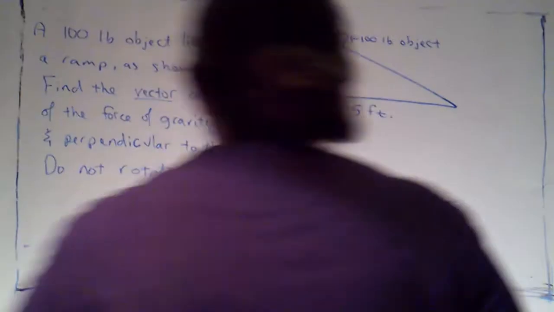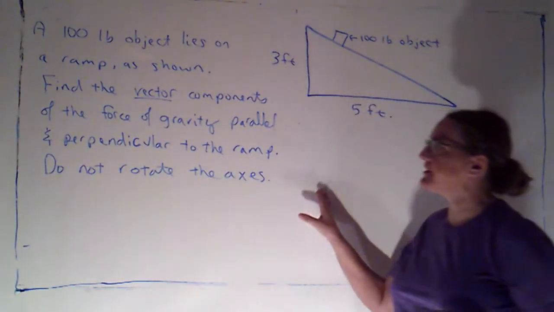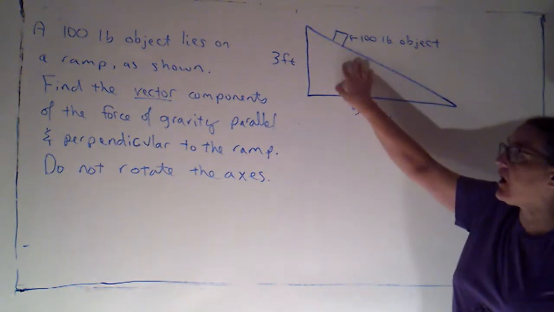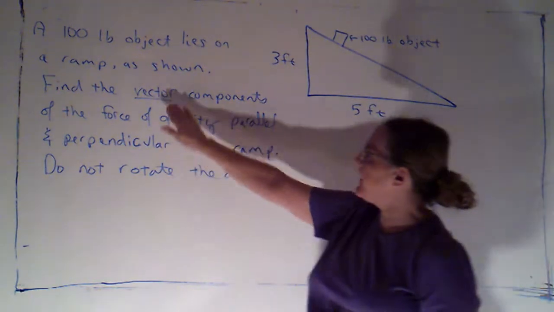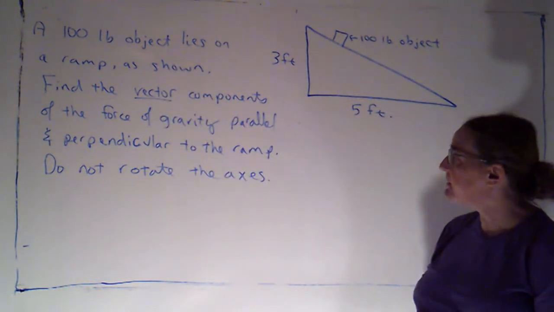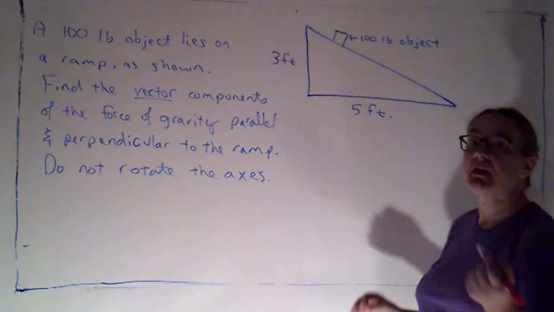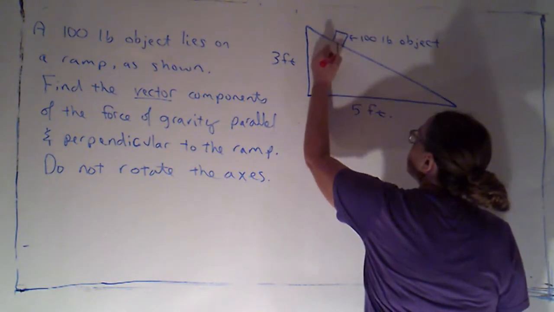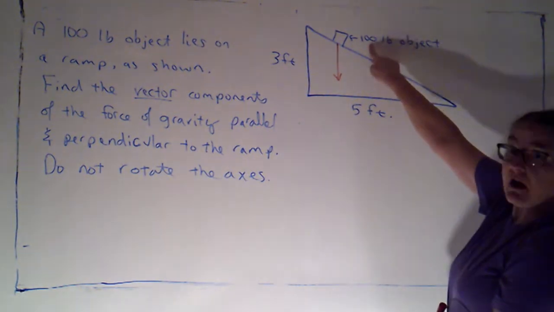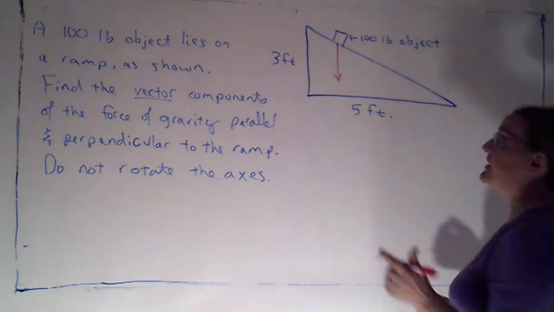Here's a nice application of projections, and it's a physics example. So I've got a 100-pound object that's lying on this ramp, and we're asked to find the vector components of the force of gravity that are parallel and perpendicular to the ramp. So of course the force of gravity is going to be acting straight down. And the magnitude of the force of gravity is just the weight of the object.